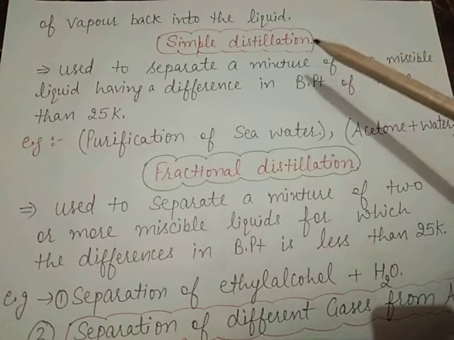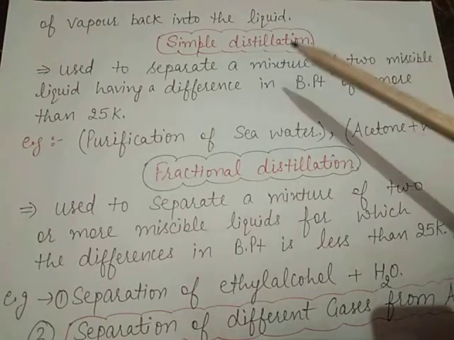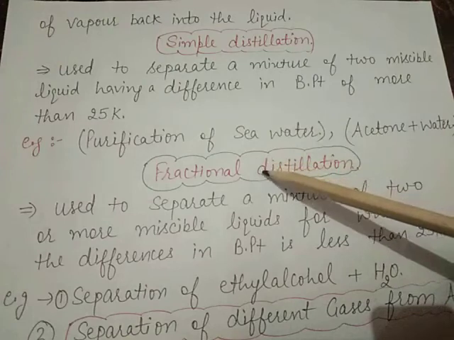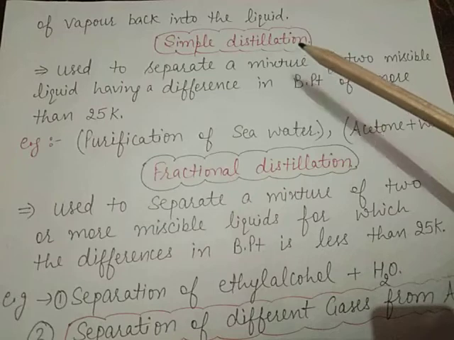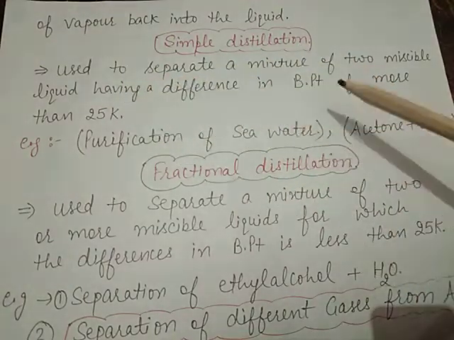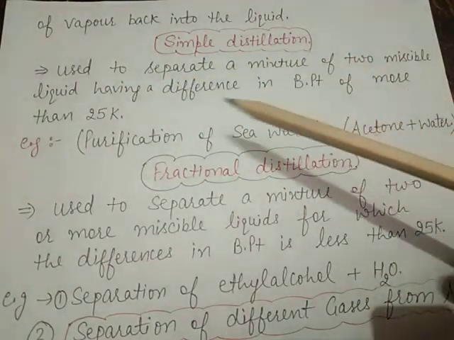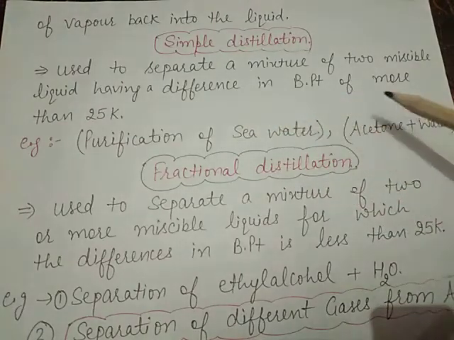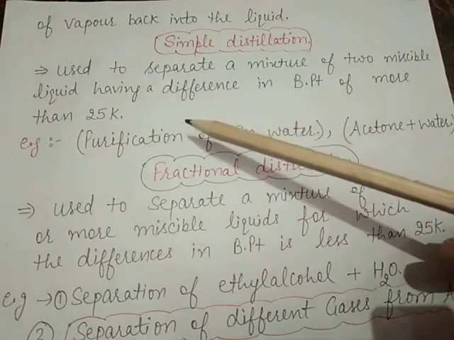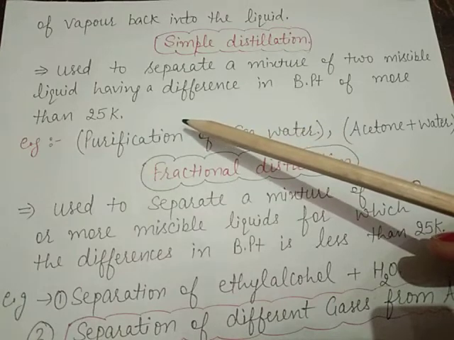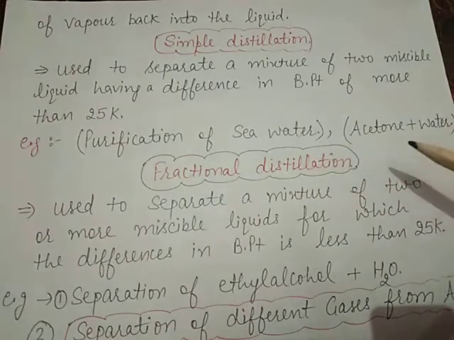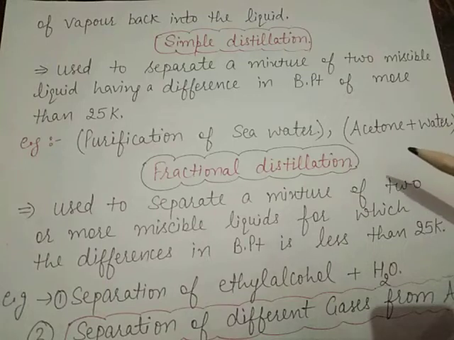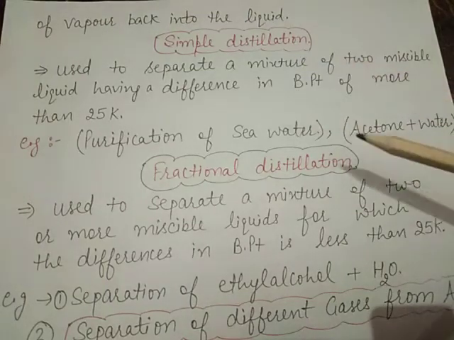Now the distillation process is of two types. First, simple distillation, second, fractional distillation. First, simple distillation. It is used to separate a mixture of two miscible liquids having a difference in boiling point of more than 25 Kelvin. Example, purification of seawater, acetone plus water mixture. How is it separated? By the simple distillation method.